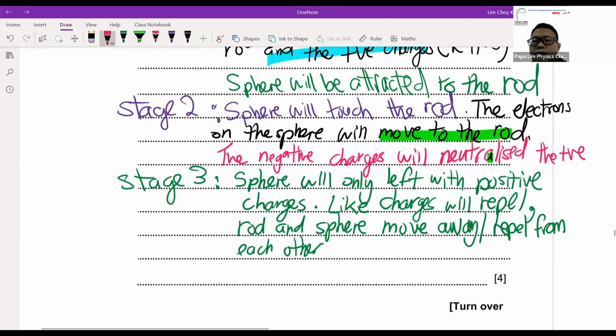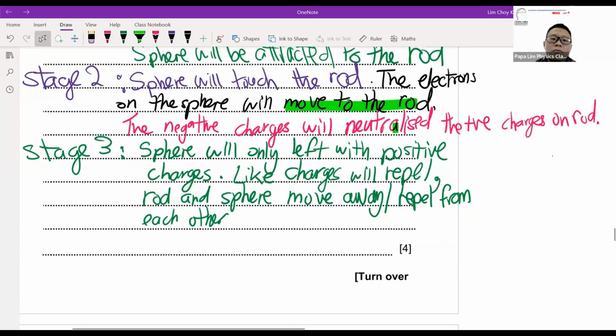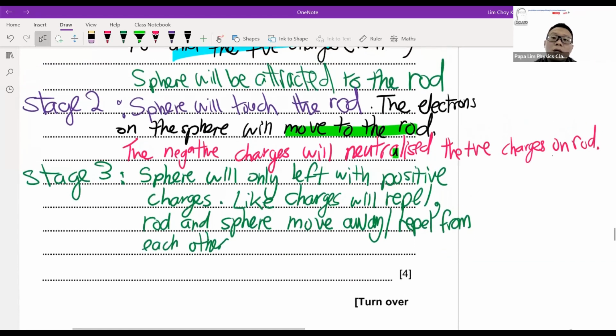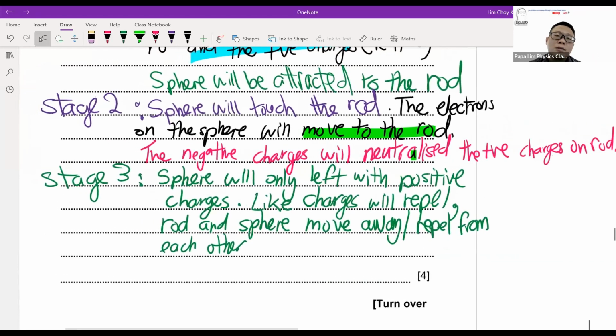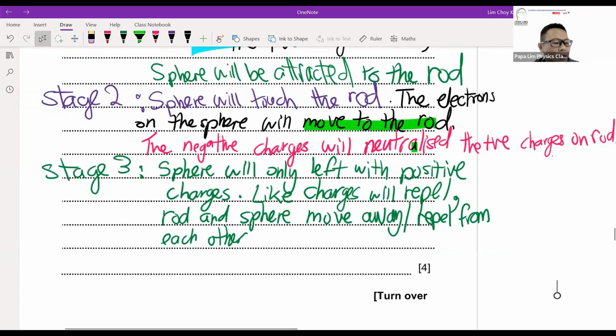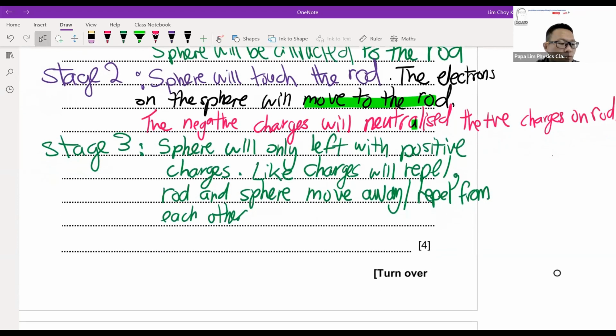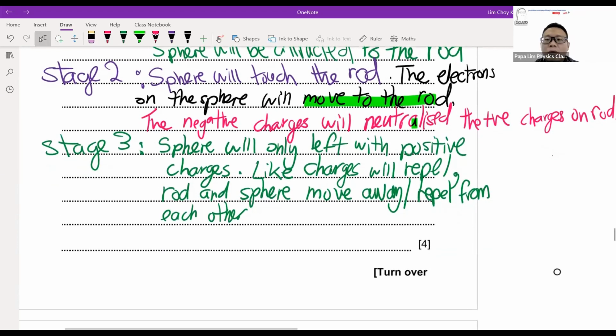The positive charges on the rod. And when it neutralizes, you'll find that you are only left with positive charge on the sphere. And of course the rod will be positive charge also. So now you have two positive charges, and they will repel against each other. After that, the rod will move away. So this is what happened in the whole cycle.